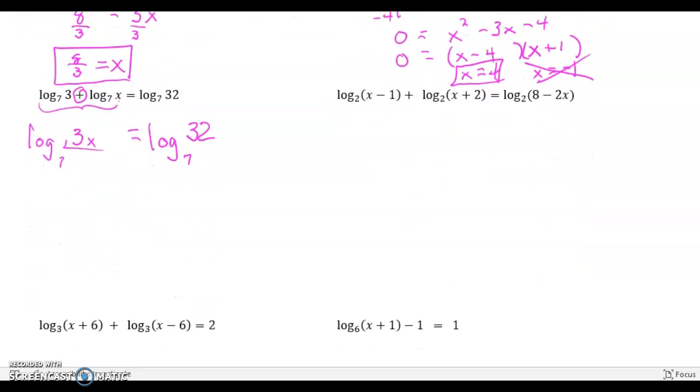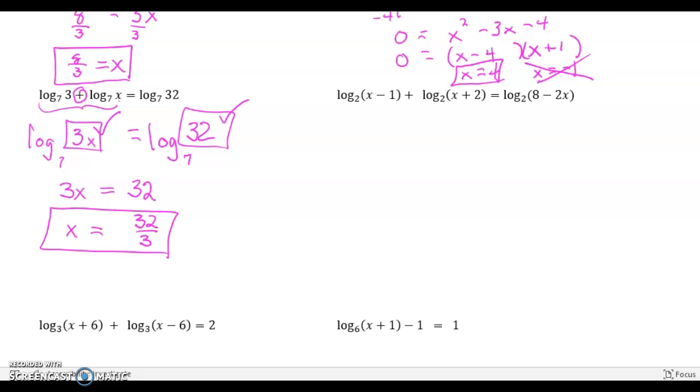One-to-one, that means that 3x is equal to 32 simply because they're in the same spot, so they have to be equal. So the log base 7 of 3x is equal to the log base 7 of 32. So 3x has to equal 32. Divide by 3. 32 divided by 3 is a positive number. When I plug it back in for x right here, that would be fine, as long as you don't come out negative. All right, the next problem.